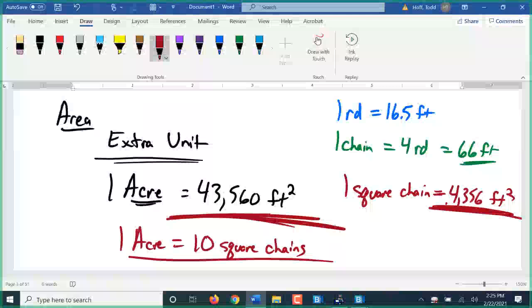Most city lots, being a 0.4 acre, are typically 132 feet by 132 feet. That would make them 2 chains by 2 chains, or 4 square chains. Which makes them 0.4 acres. It's a standard city lot.